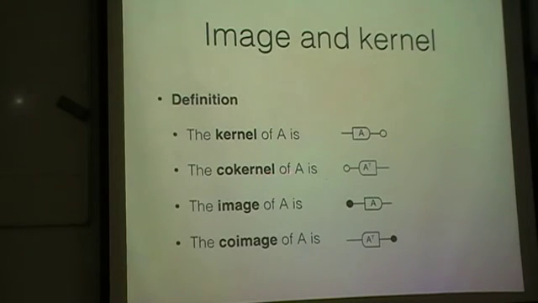The string diagram for the co-kernel of A is similar. For the image, we take A and pre-compose it with the black lollipop, which essentially says everything. Again, this is a space, a subspace of the codomain, and it's the image of A. And the co-image is similar.